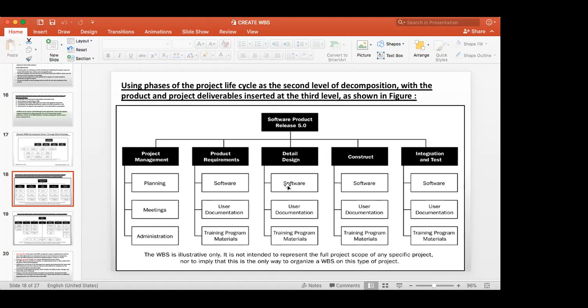ඊට පස්සේ you go to the detail design, you design the software. You design the user documentation, design the training program material. Then you construct the software. හදනවා. Then user documentation ටික you prepare කරනවා. ඒ කියන්නේ physically හදනවා. ඊට පස්සේ training programs ටික materialize කරනවා. හදනවා. Integration, you test it.